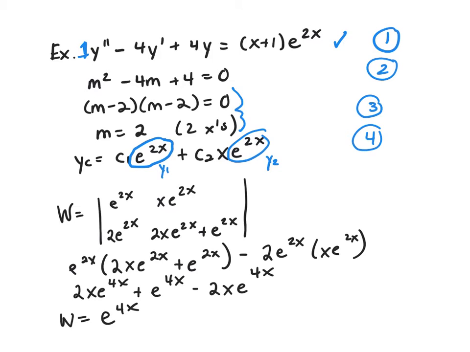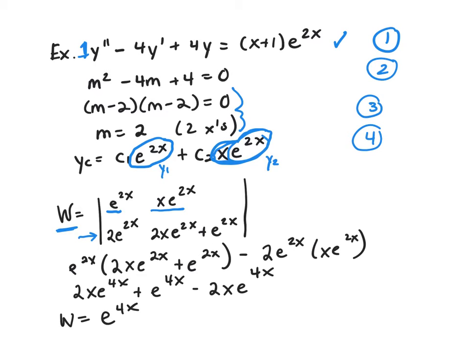The first determinant is W, and the top row is y1, y2. So you see I've got y1 here and y2. I didn't circle the whole thing, sorry, it's the whole thing, including the x, xe to the 2x. And then the second row is the derivative of the first row. The derivative of e to the 2x is 2e to the 2x.